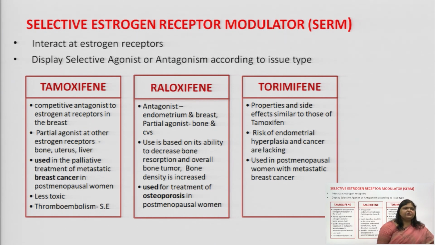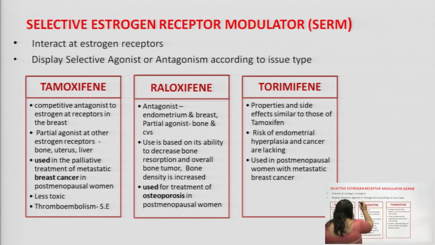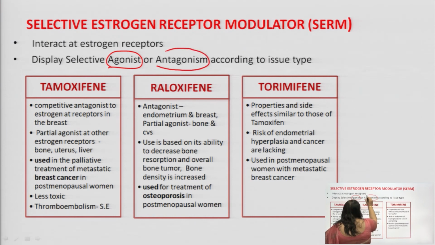Again, these drugs interact with the estrogen receptors, and depending upon the tissue type, they can have both agonist action or antagonistic action. The SERM drugs are tamoxifen, raloxifene and toremifene. What are the drugs? They are tamoxifen, raloxifene and toremifene.